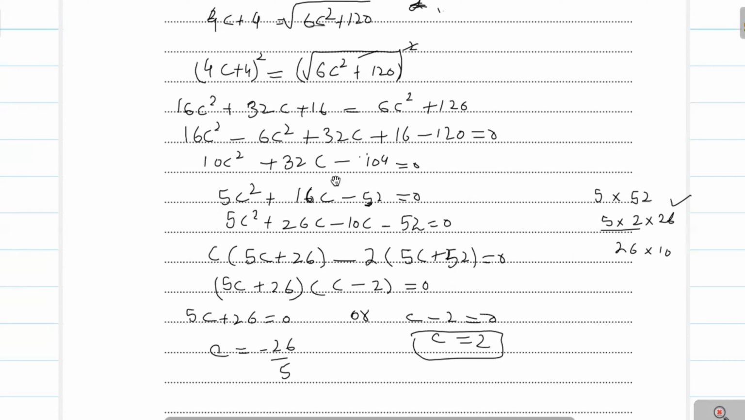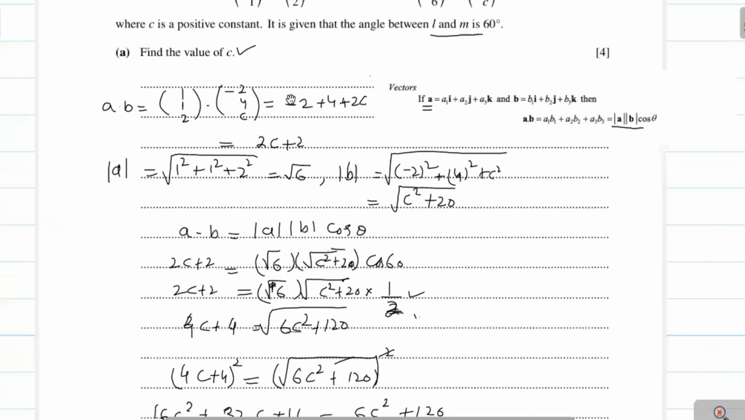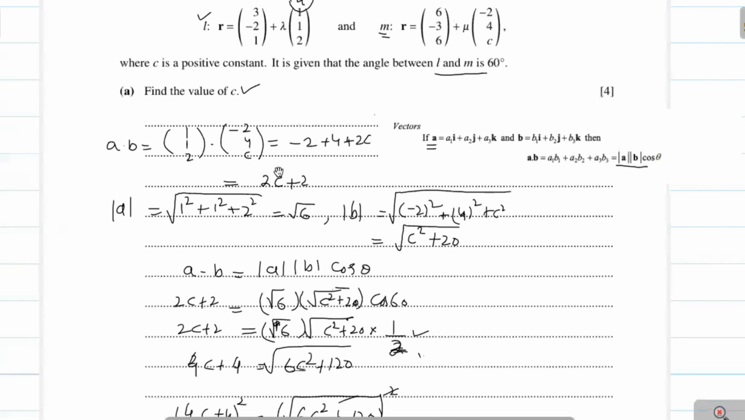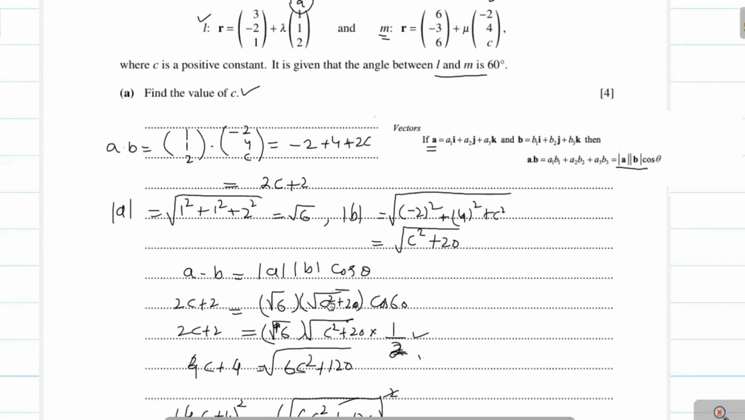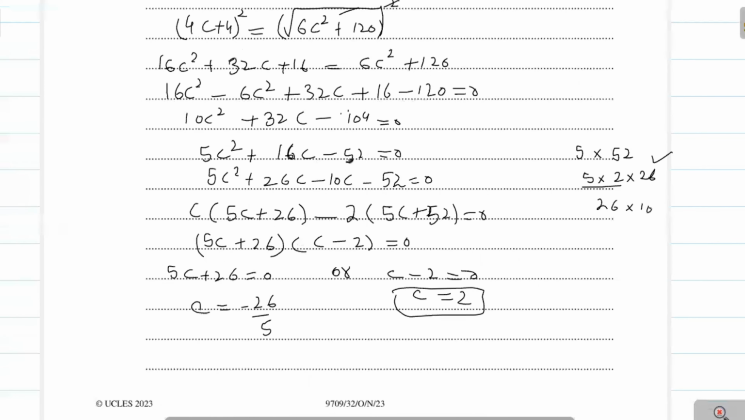We have to find the value of c, and this value of c is positive value here. You see here z is a positive constant. Therefore, this negative value is not possible, but this value is the answer.